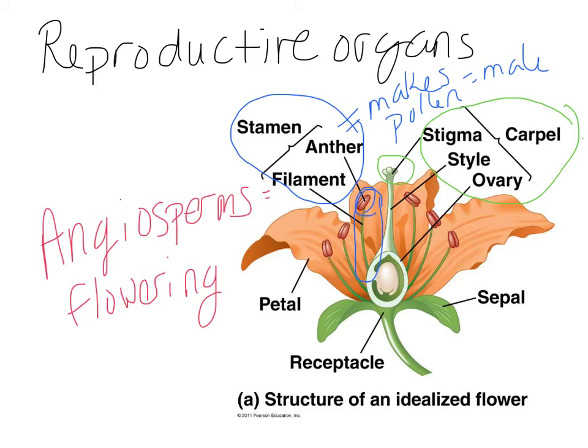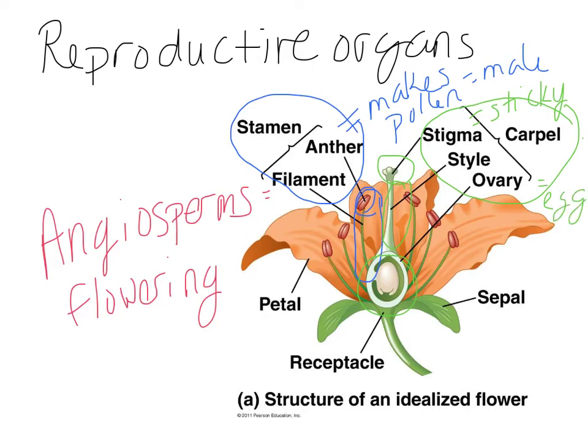Okay, so this stalk here is called the style, which is holding up the stigma, which again is sticky to trap the pollen. And then down at the very base would be the ovary. And the ovary is where you're going to find the egg.